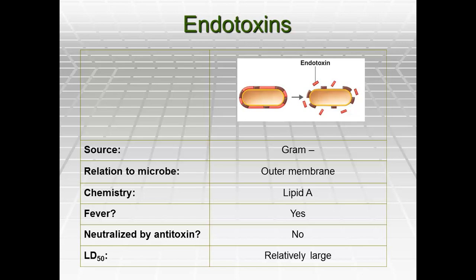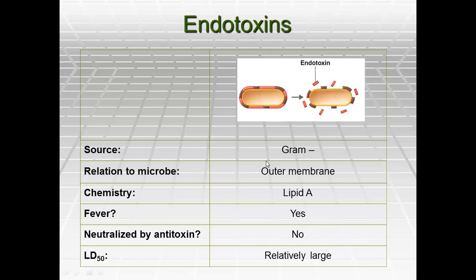Endotoxins are mostly gram-negative bacteria. They're a part of the outer portion of the cell wall in the outer membrane. They are lipids mostly. So lipid A is an example of an endotoxin. There is a fever associated with it. It's not neutralized by antitoxin. An antitoxin is antibodies against a specific toxin, so no, there is no antibodies against an endotoxin. The LD50 is relatively large.